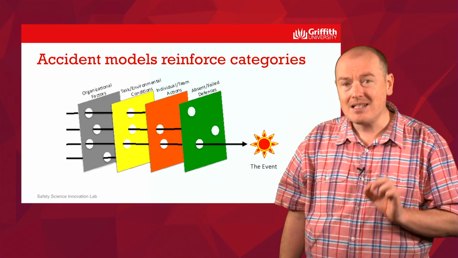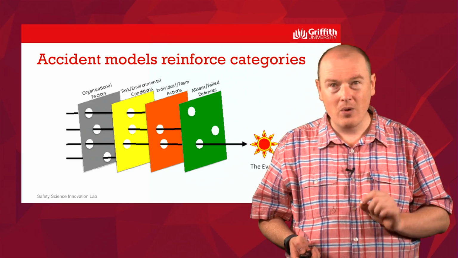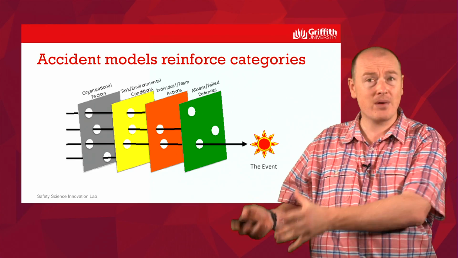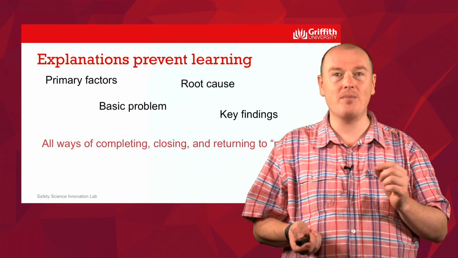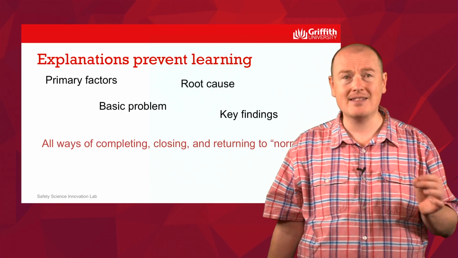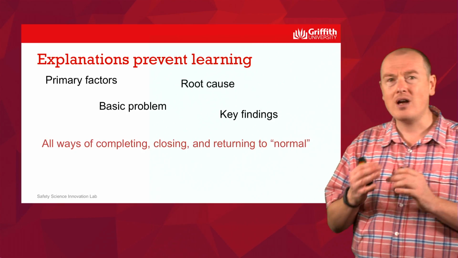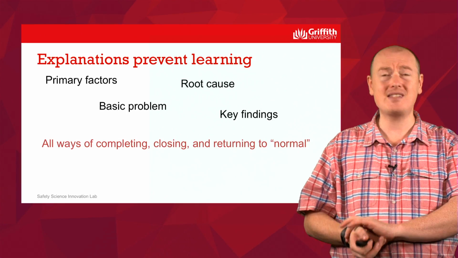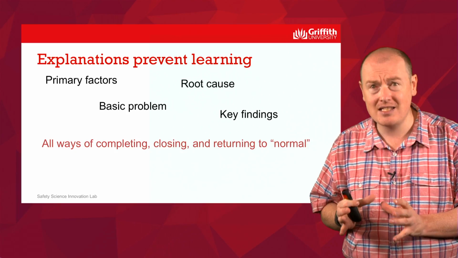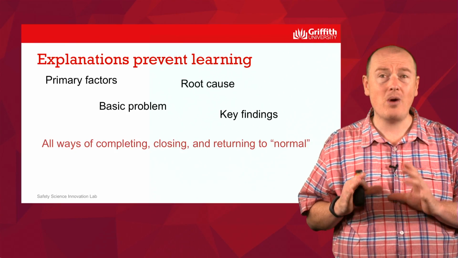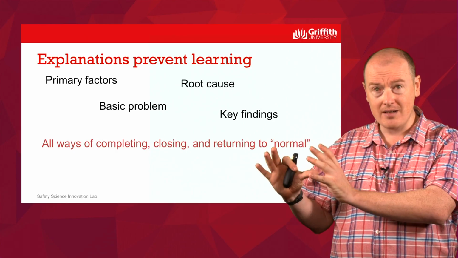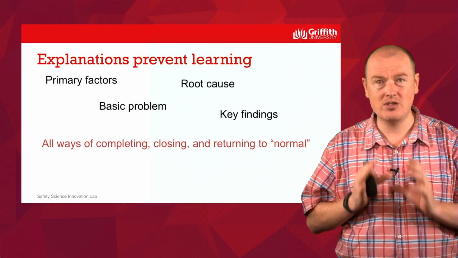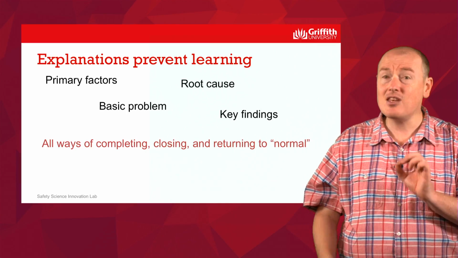In fact, explanations prevent learning. Once you have an explanation, you don't need to learn that there are new ways that accidents can happen because you've already explained the accident with something from your bucket. So when you talk about accident investigations and you look at what are the primary factors, what's the basic problem that caused this accident? What's the root cause? What's the key findings of our investigation? All of these are ways of saying we've gone from not knowing to knowing. We've gone from uncertainty to certainty. Now, this is the opposite of learning.